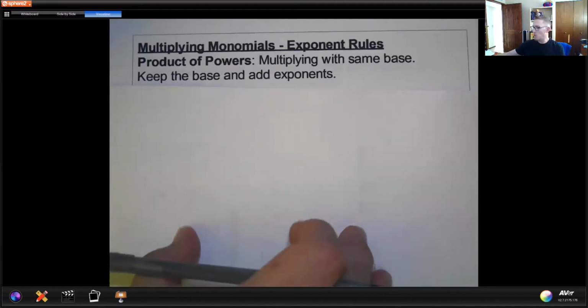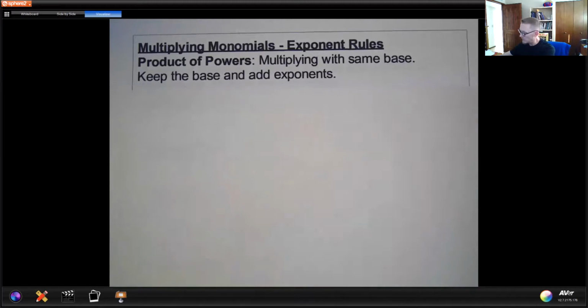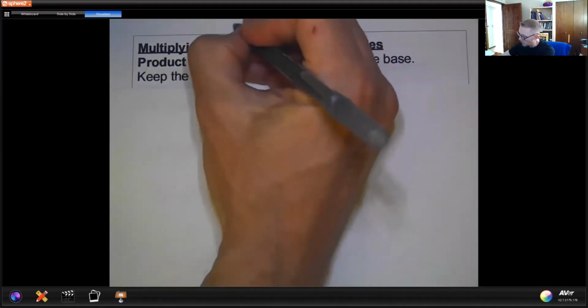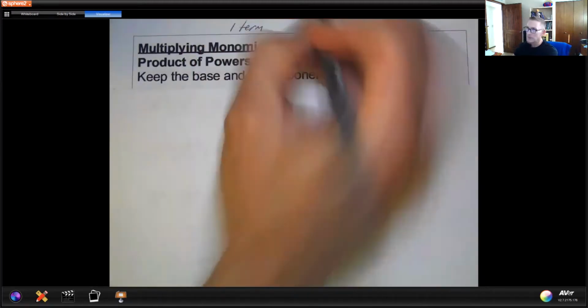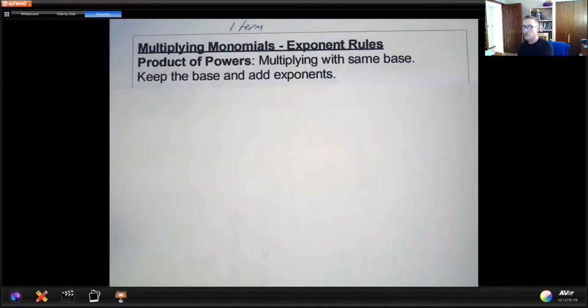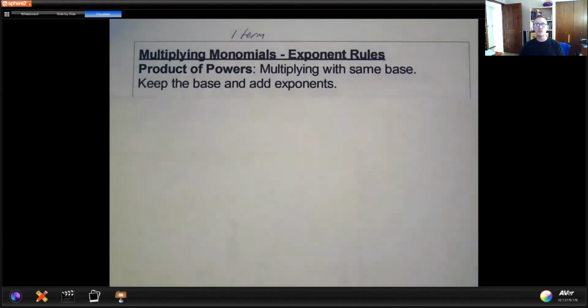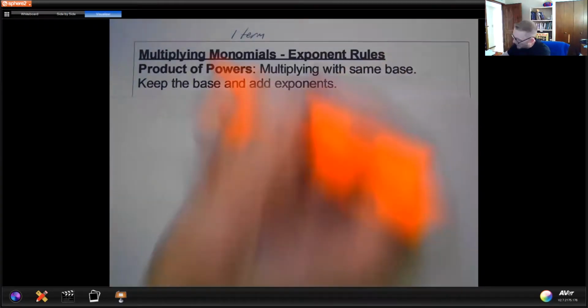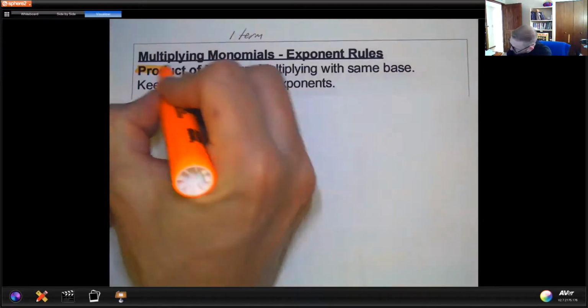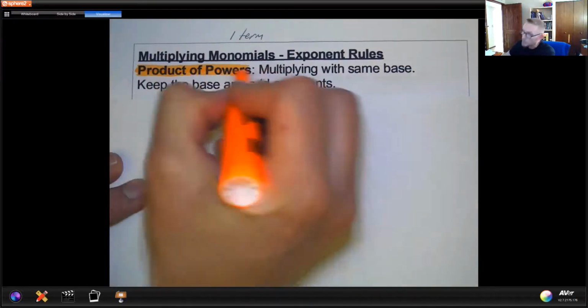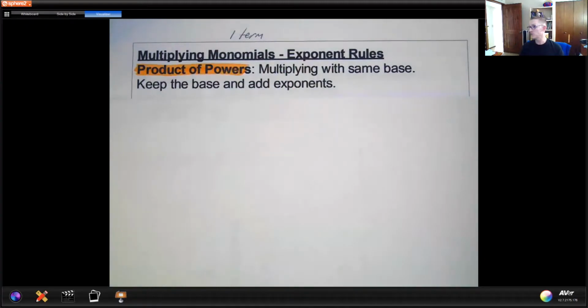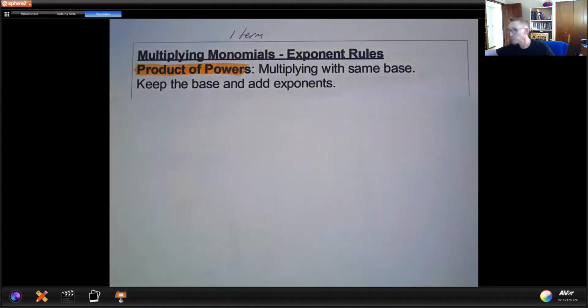Multiplying monomials. A monomial means one term. So these are going to be algebraic expressions that are simply one term, and we're going to be multiplying them. And we're going to have a series of exponent rules. The first is something that we refer to as the product of powers. Now, you don't have to really know or concern yourself too much with what we call them, as much as what it is that we do.